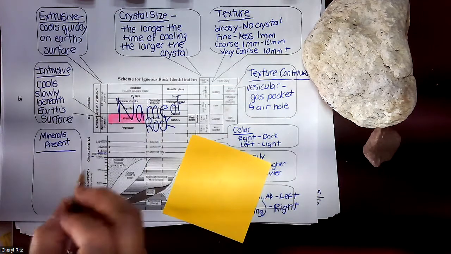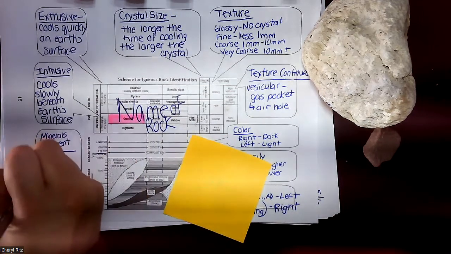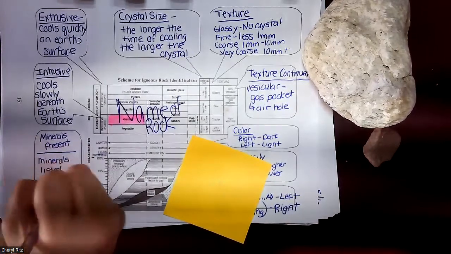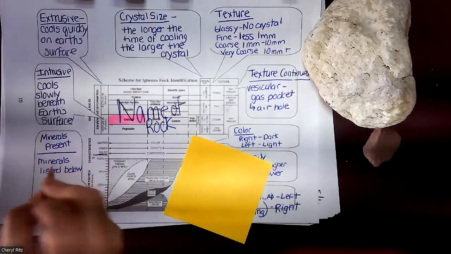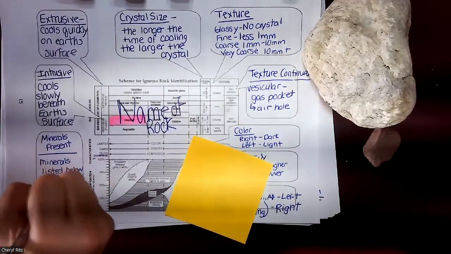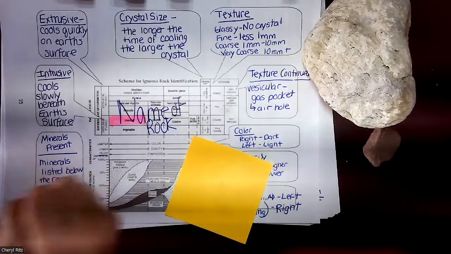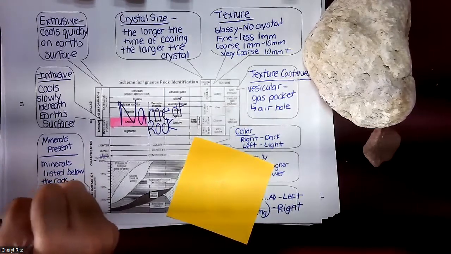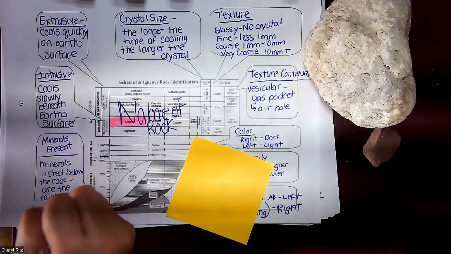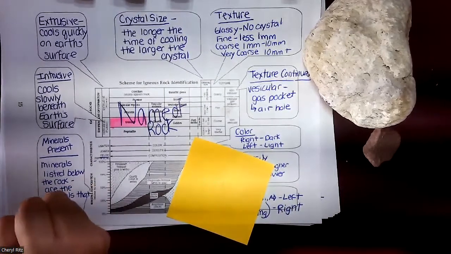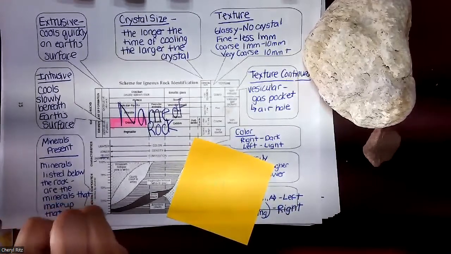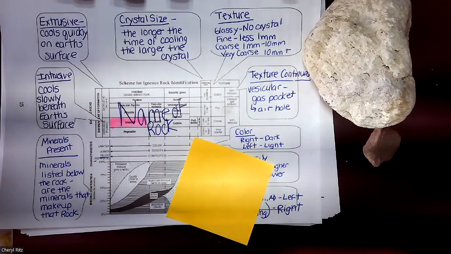So minerals present, the notes I want you to do for this, it says minerals listed below the rock are the minerals that make up that rock. So the minerals listed below the rock are the minerals that make up that rock.